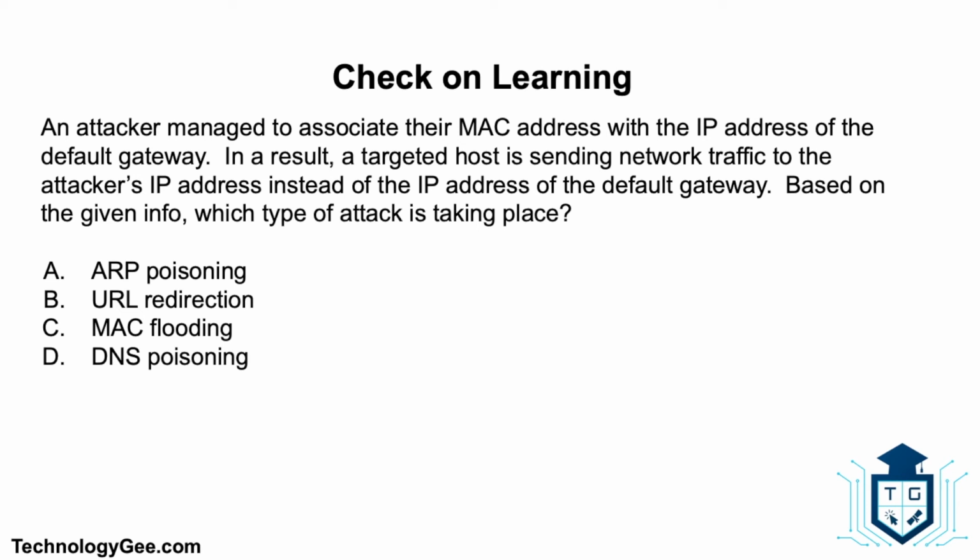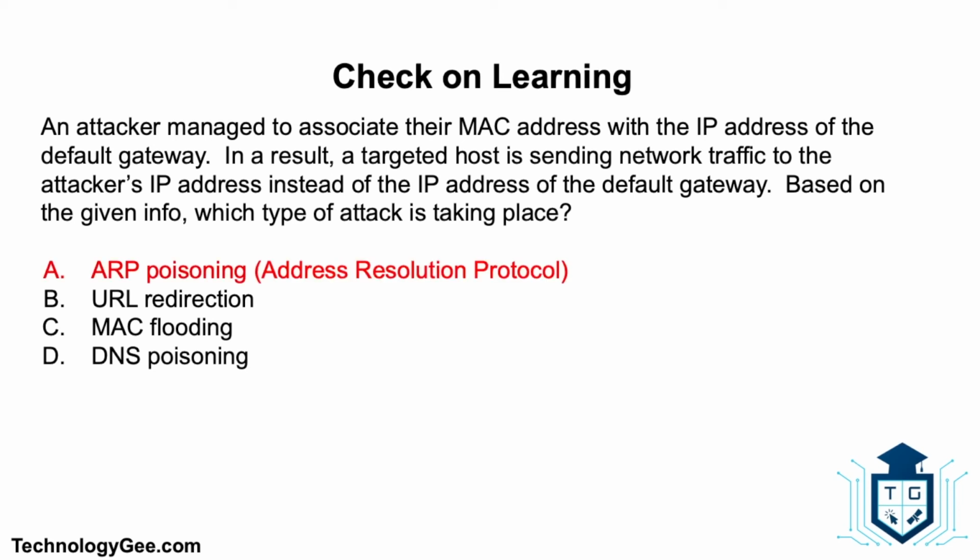So the first question is, an attacker managed to associate their MAC address with the IP address of the default gateway. As a result, the targeted host is sending network traffic to the attacker's IP address instead of the IP address of the default gateway. Based on the given information, which type of attack is taking place? Would this be ARP poisoning, URL redirection, MAC flooding, or DNS poisoning? So your host is sending packets to an attacker instead of the default gateway, and the correct answer is, this will be Address Resolution Protocol poisoning. That is the correct answer.